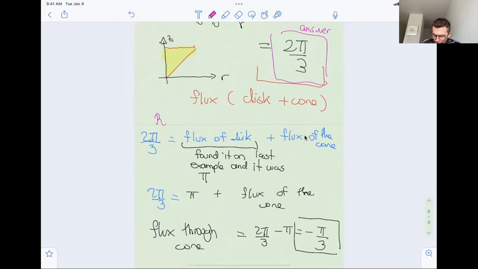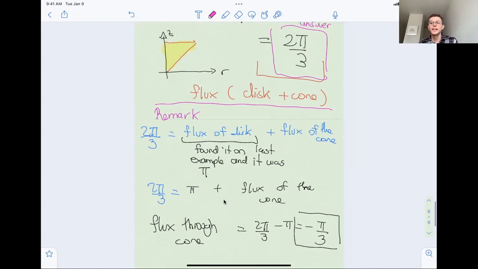This is more of a remark, an added benefit of this calculation. Because we had already found the flux through the disk, you can find the flux through the cone without much trouble. Does that make sense?